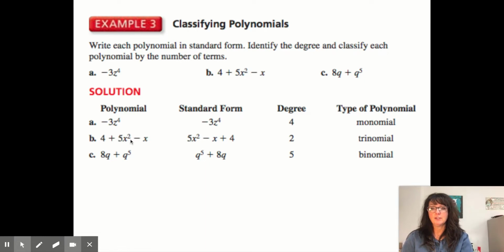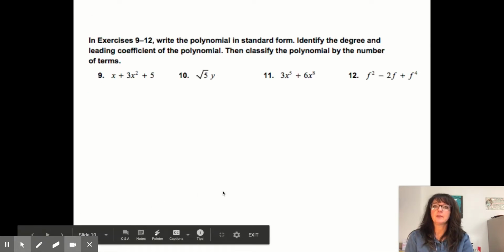Here, we can rearrange them, right? This one would move to the first position, this negative x would be second, and then the constant would be last. So 5x squared minus x plus 4 is a second degree trinomial. And we're going to be working with these quite a lot throughout this chapter and next chapter and pretty much a couple chapters to go. All right, here, put them in descending order of the variable. q to the 5th first plus 8q is a 5th degree binomial because there's 2 terms.